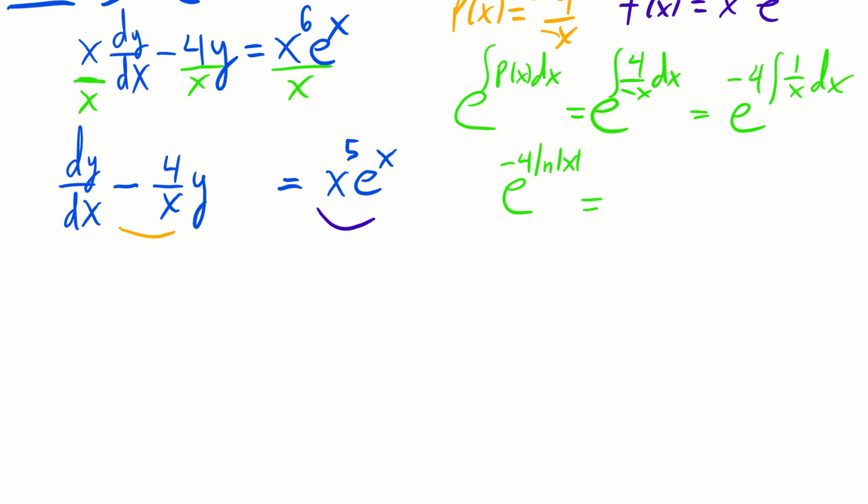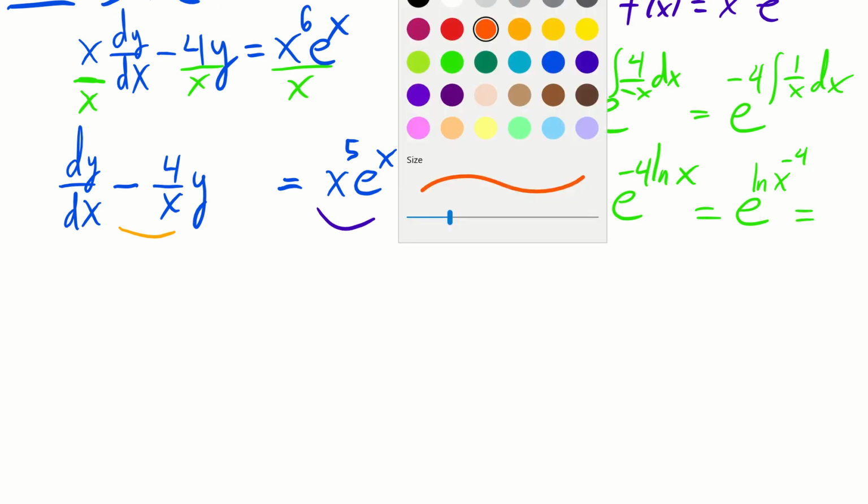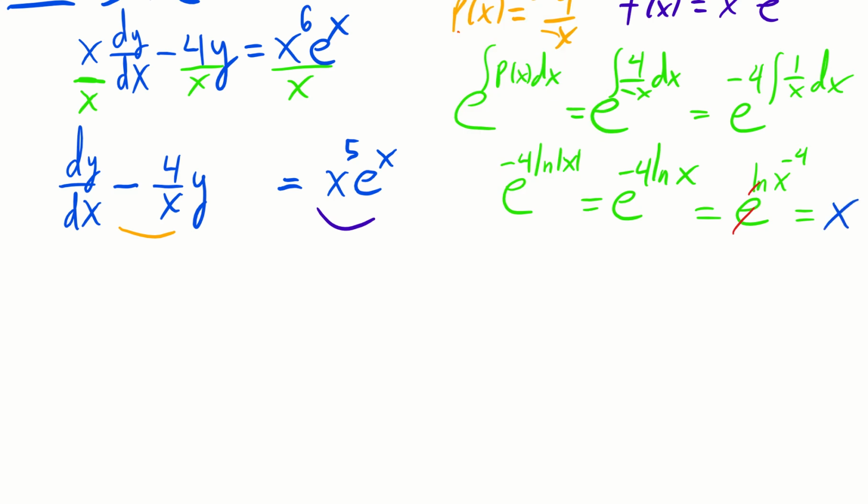Now, remember, the interval of solution we're looking at is the interval from 0 to infinity, which means x is positive. So we're able to drop those absolute value bars because x is positive in our interval I. To simplify this, we can bring the negative 4 into the natural log using the power rule for logs. Then, because e and ln are inverses, they cancel via composition, and we get x to the negative 4th. So our integrating factor for this problem is x to the negative 4th.